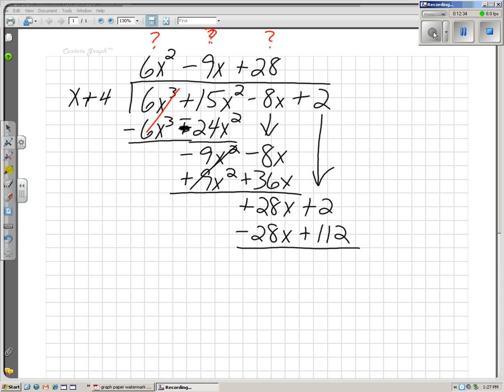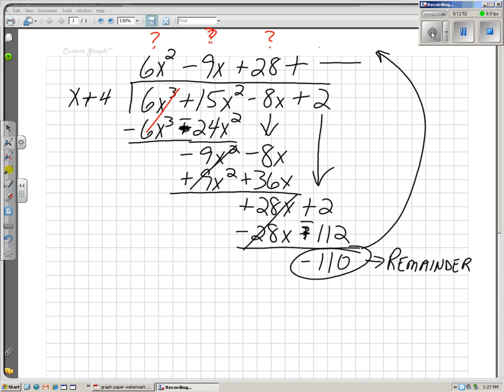We draw the line and change the sign. 28x becomes negative, 112 becomes negative. 28x is canceled out. We're left with a negative 110. Remember, that's our remainder. And what do we do with the remainder? We add it on to the end as a fraction. Remember from that little grade school example, that number goes up on top. So negative 110 goes on top. And my divisor, my number that I was dividing by, goes on bottom. Now there's our answer, messy.